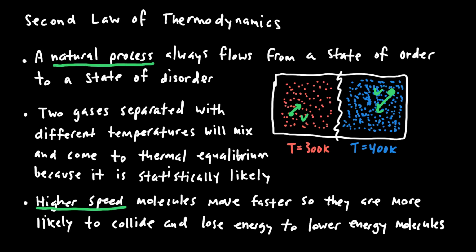Are there cases where a red particle might give some of its energy to a blue one, or a blue one might give it to another blue one? Yes, but over time, because there are lots and lots of particles, it's much more likely that they'll come to thermal equilibrium, and they will have reached a state where there's not so much order, right? We've gone from two separated sets of particles to a much more disordered state where everything has the same temperature and they're all mixed up.